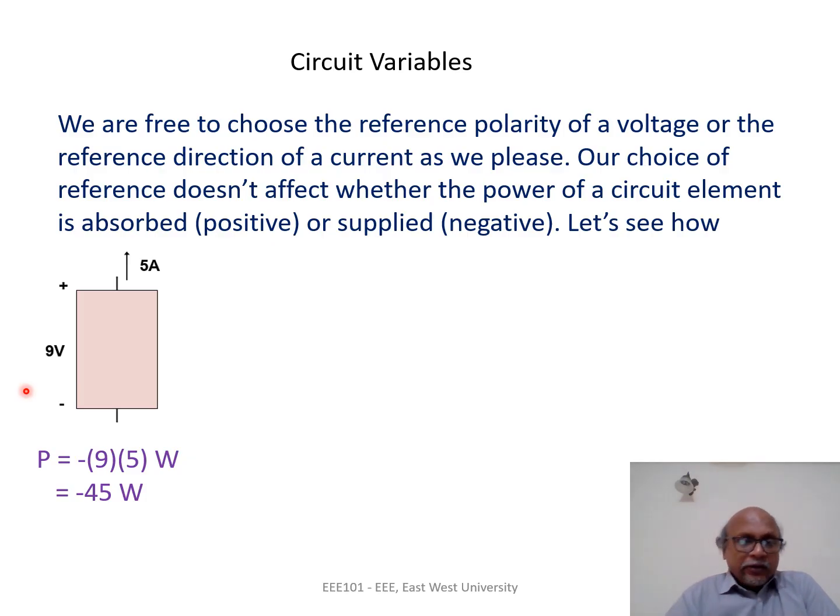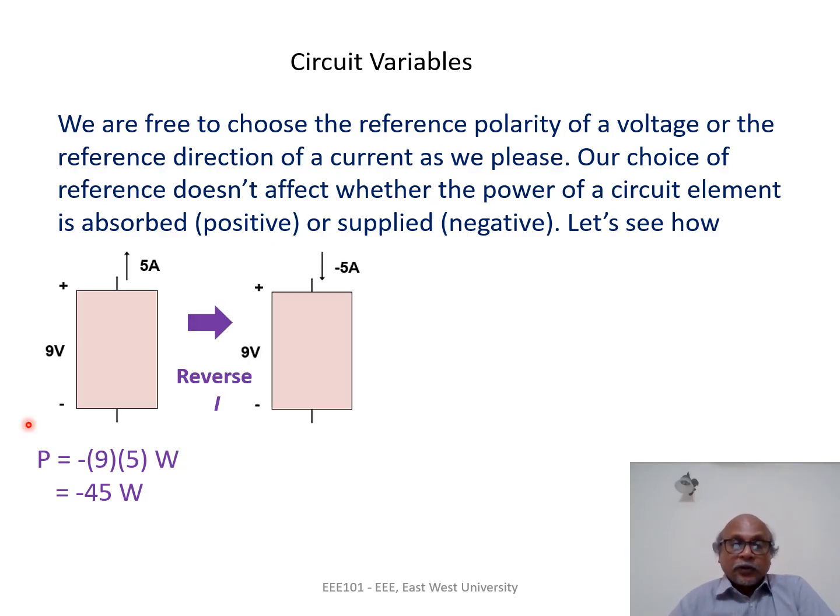Okay, now in this diagram, I chose the current reference or current direction upward. I don't like it. I want to choose downward current direction. So I reverse the direction of the current, but we have already learned if we reverse the reference of the current, that will acquire a minus sign. So the 5 ampere before becomes minus 5 ampere here. The voltage is unchanged, 9 volt with plus on the top.